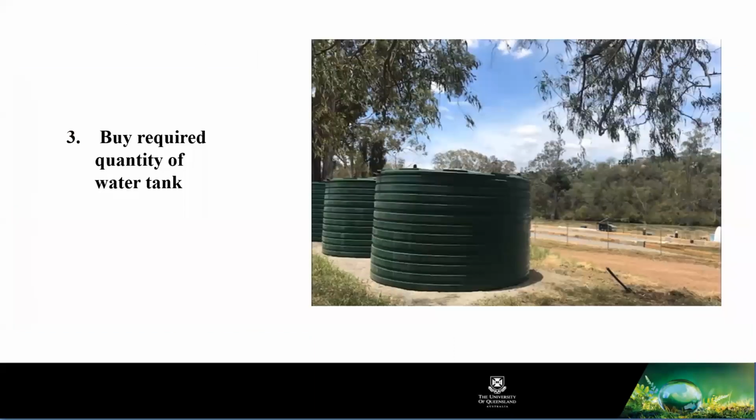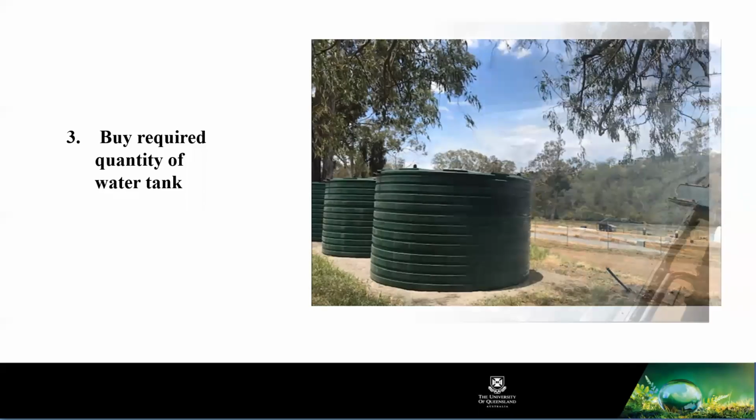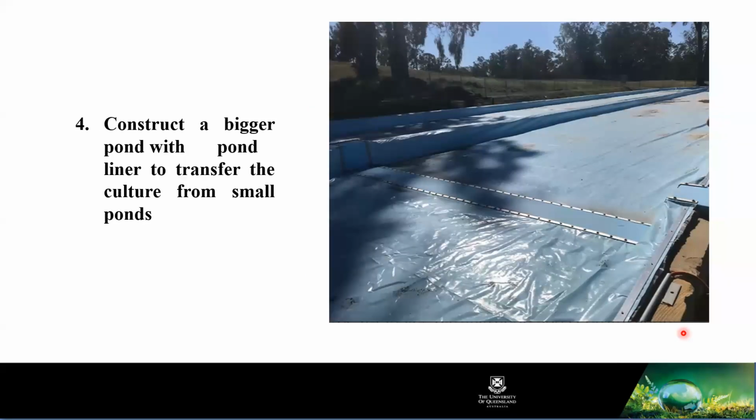Once that is done, we found a nice place for the water tanks to sit, each tank of 50,000 liter capacity. They are at a higher elevation, up to 2.5 meters from the ground level, from the pond level, and the CSG water, the other effluent water, can directly come into this tank, and we can use it straight away in our process. The next level is the construction of the bigger pond with the pond liners.